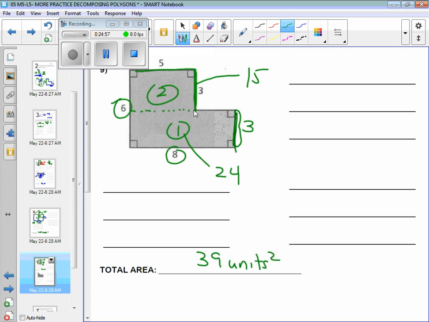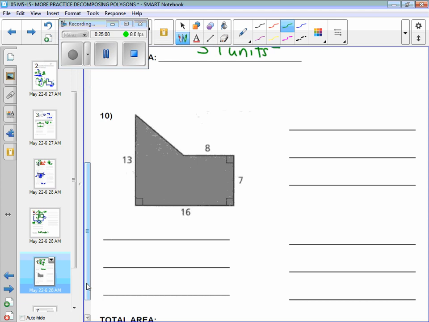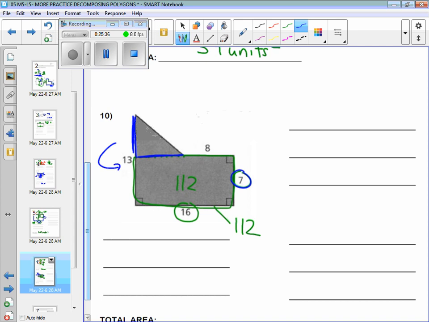Okay, number 10. Line across. Base 16, height 7. And you'll get 112. I'll do it on the outside. 112 square units for that. That's going to leave you two sides to try to figure out with the triangle, though, because they're both partial pieces. Well, again, 7 plus what makes 13? And that would be 6.